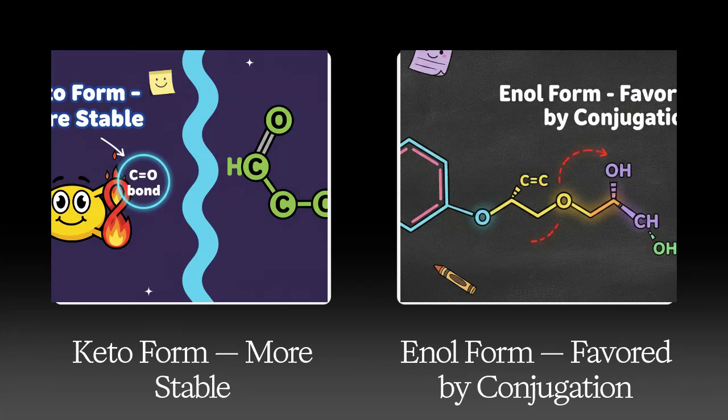The keto form is generally more stable due to the strength of the C=O bond. However, the enol form is favored when it gains extra stability through conjugation with adjacent pi systems, intramolecular hydrogen bonding, or aromaticity, as seen in phenol, where the enol form is strongly favored due to aromatic stabilization.